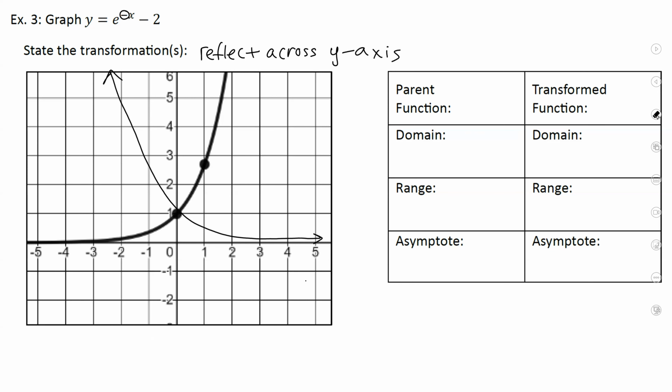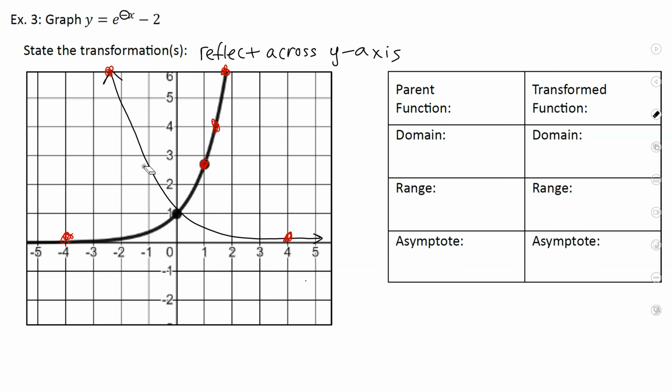And let me make sure this makes sense to you. You see how this point matches that one? Think of the y-axis as the mirror. You see how this point mirrors that point, this point over here mirrors this point over here. It reflected across the y-axis, okay? So that's what it will look like. The y-axis is the mirror, and it just flipped across. Okay, so that is our new graph.